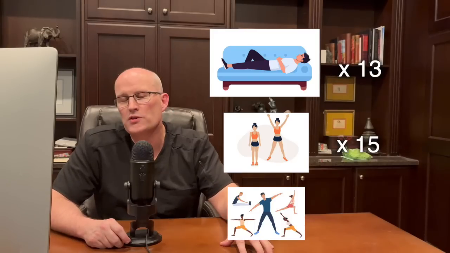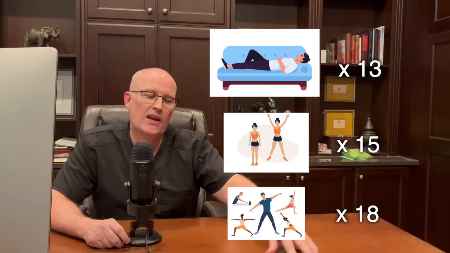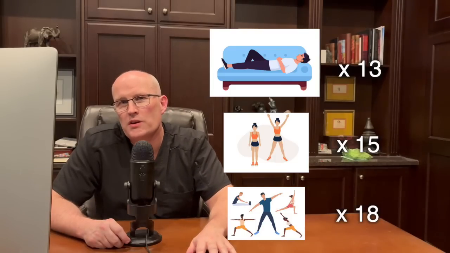However, the one I find the most simple, and I've used this for my patients, is I essentially take your weight in pounds, and if you don't exercise at all, I multiply that by 13. If you exercise 2 to 3 times a week, I multiply that by 15. And if you exercise about 4 to 5 times a week, I multiply that by 18. That'll give me my total daily energy expenditure.